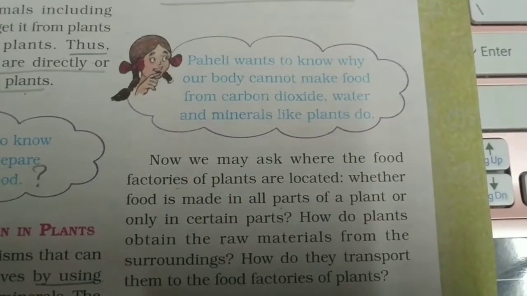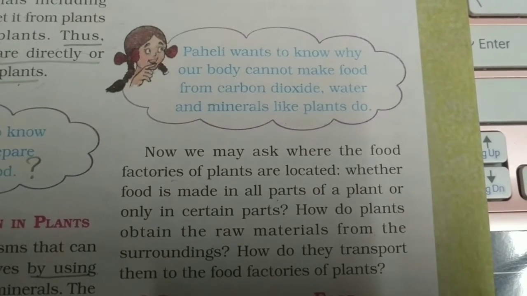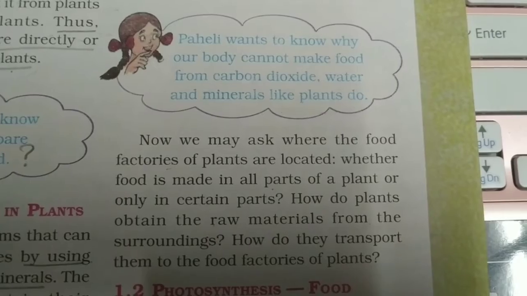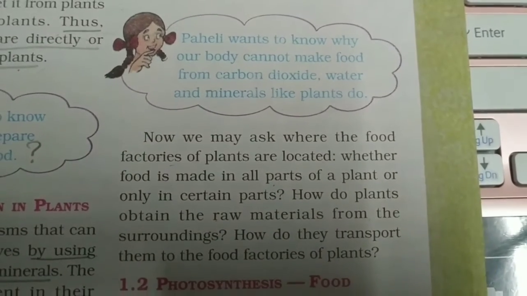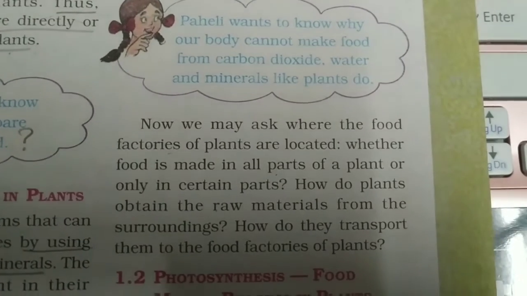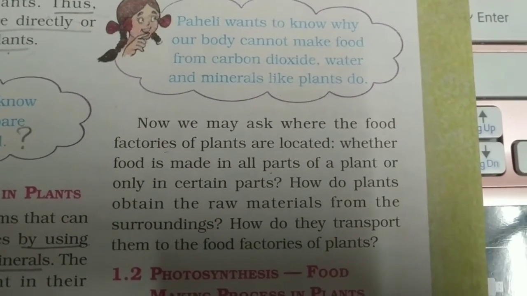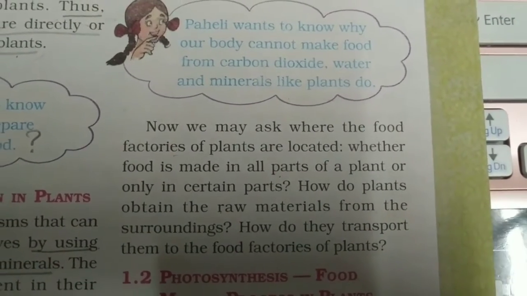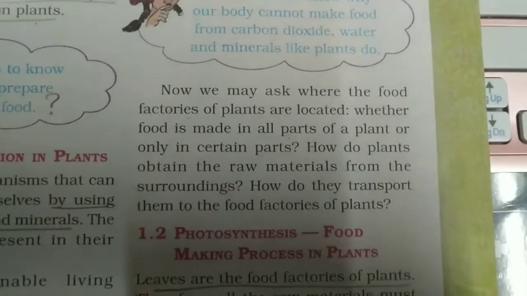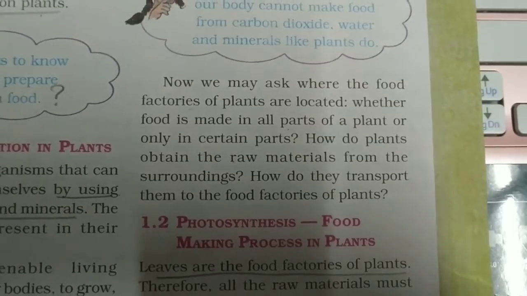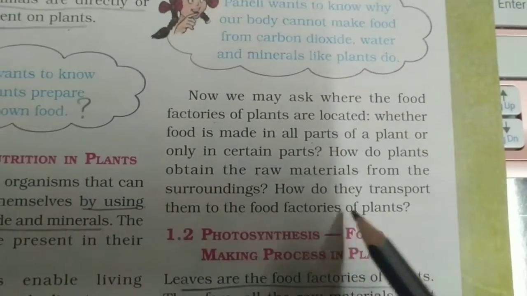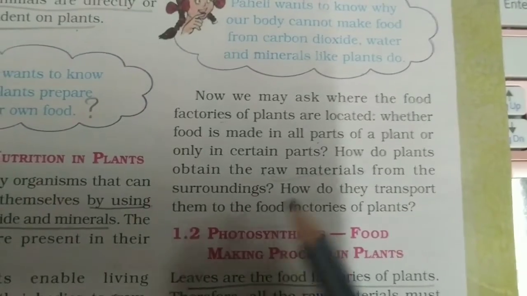Now we may ask where the food factories of plants are located, whether food is made in all parts of a plant or only in certain parts, right? So we don't know exactly where it's made. So it's a question among all of us, where is it made? So how do plants obtain the raw materials from the surroundings, guys? Have you ever wondered that? Yes, of course you had wondered that. And how do they transport them to the food factories of the plants? So even if they get raw materials, how do they transport it to the food factories of the plants?